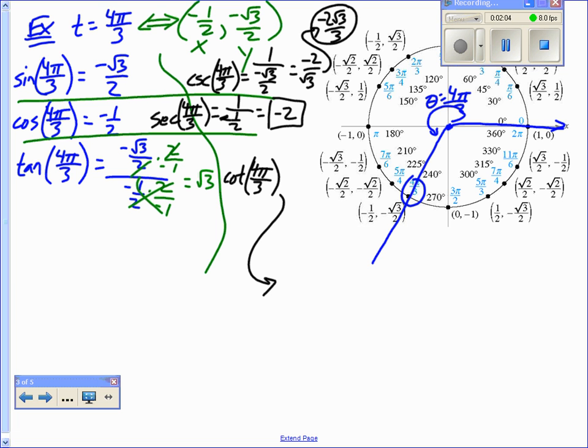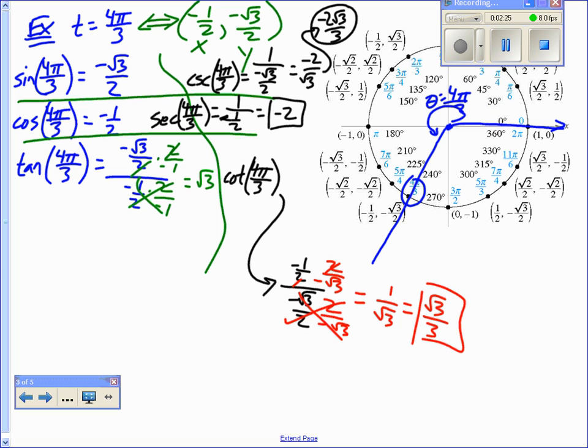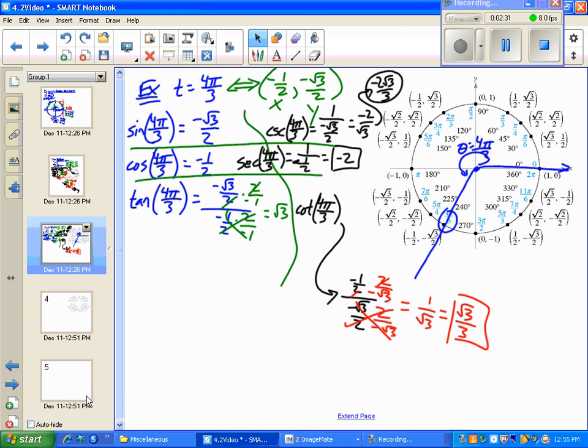Cosine over sine. Of course, we flip that as well. So 2 over negative root 3, and the 2's cancel. Negative 1 over negative root 3, so 1 over root 3. Rationalize that, and there is your cotangent.